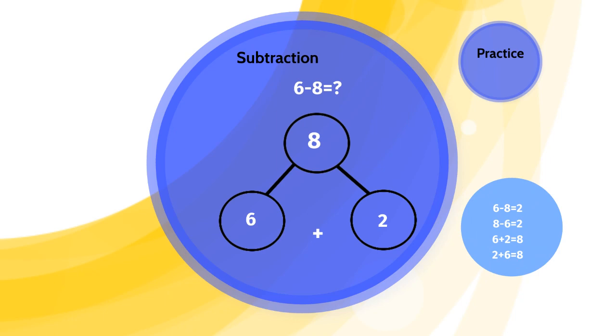Now, we can say a fact family. 8 minus 6 is 2. 8 minus 2 is 6. 6 plus 2 is 8, and 2 plus 6 is 8. This number bond is a good way to learn fact families. It's a good way to check your answers. You can really use this number bond to help you a lot with math.